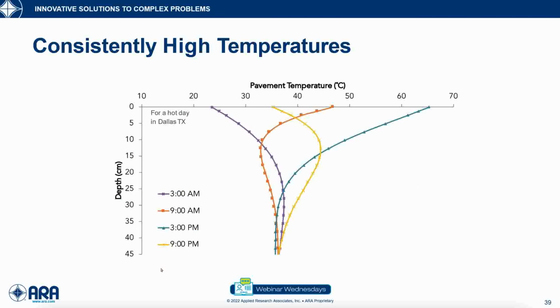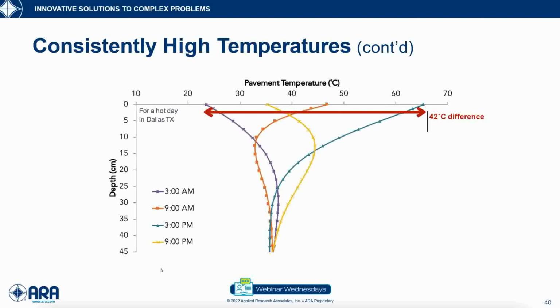What about temperature, pavement temperature? Now, the pavement temperature at the surface is the highest. Again, taking a hot day in Dallas, Texas, at 3 a.m. in the morning, the temperature could be about 25 C. It goes up to 65 C at 3 o'clock in the afternoon. So there's a 42 C difference between 3 a.m. and 3 p.m. Of course, that's pavement temperature in Celsius.